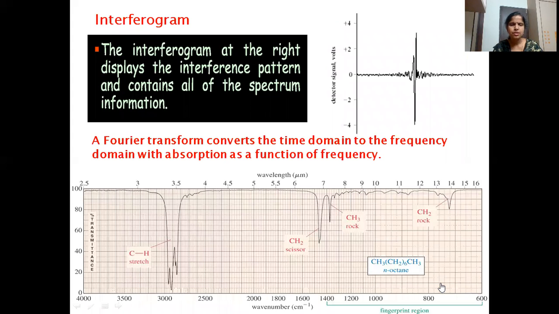I hope you have understood. We'll see the applications of IR spectroscopy in the next class. In this class we have covered the various factors which affect the vibrational frequencies, and then the instrumentation part. We are left with the application part, which we'll see in our next class.